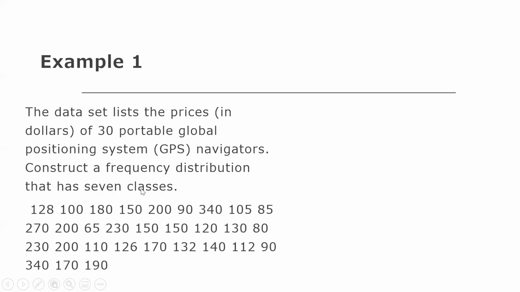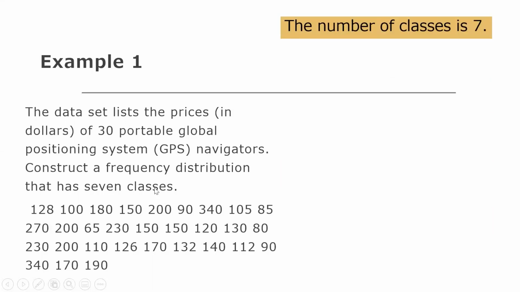So let's have this example number 1. The data set lists the prices in dollars of 30 portable global positioning system navigators. Construct a frequency distribution that has 7 classes. So step number 1, decide the number of classes. As stated in the problem, the number of classes is 7.